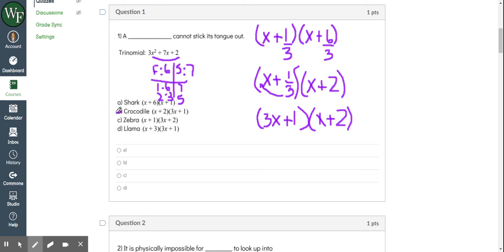So it looks like a crocodile cannot stick its tongue out. Right? So if you think you're ready to try the other 9 examples now, you can do so. Otherwise, the next video will explain another one of the questions.